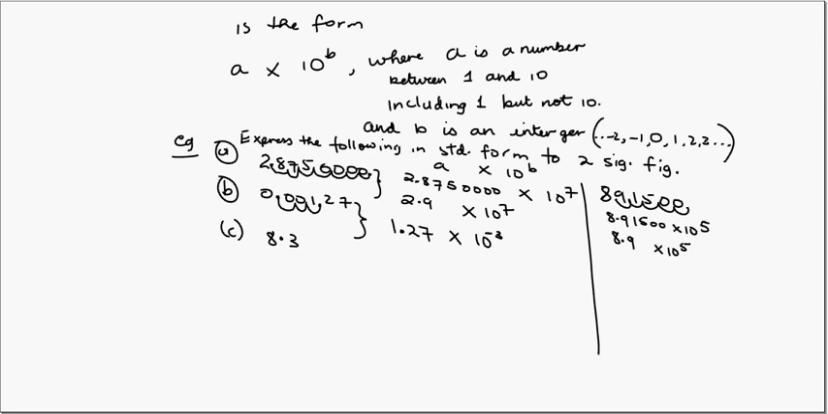So to two significant figures, it will be 1.3, because the 2 is affected by the 7. 1.3 by 10 to the power of minus 3 is the answer. All right, I'm putting one here for you to try.